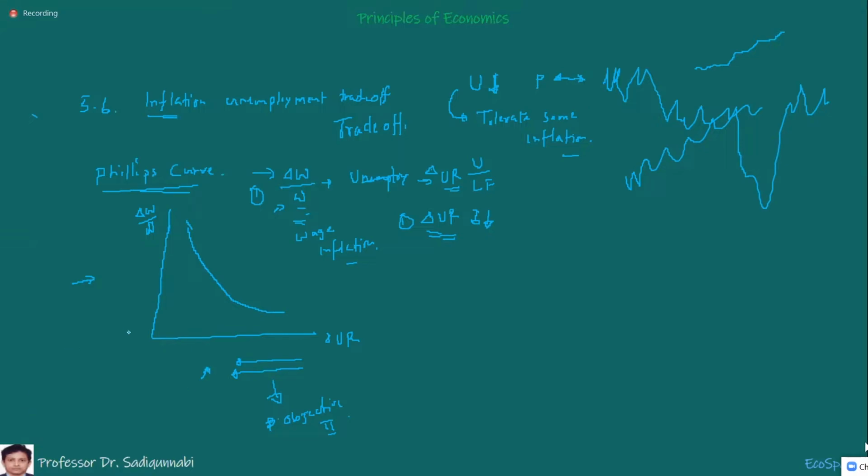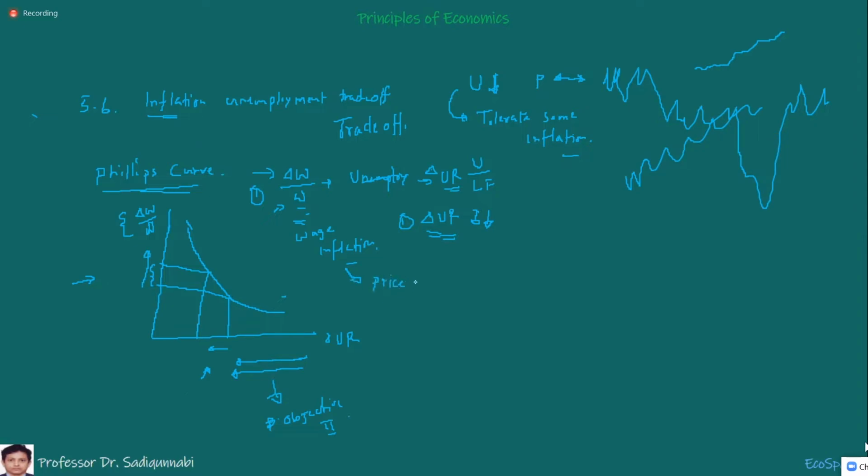So if our policy is to move in this direction, we should tolerate some inflation. Suppose our unemployment rate is this. If we want to reduce our unemployment, we must tolerate some inflation here, like this. So this type of inflation could be there in order to gain. This relationship is called the Phillips curve, if we consider this wage inflation as price inflation.